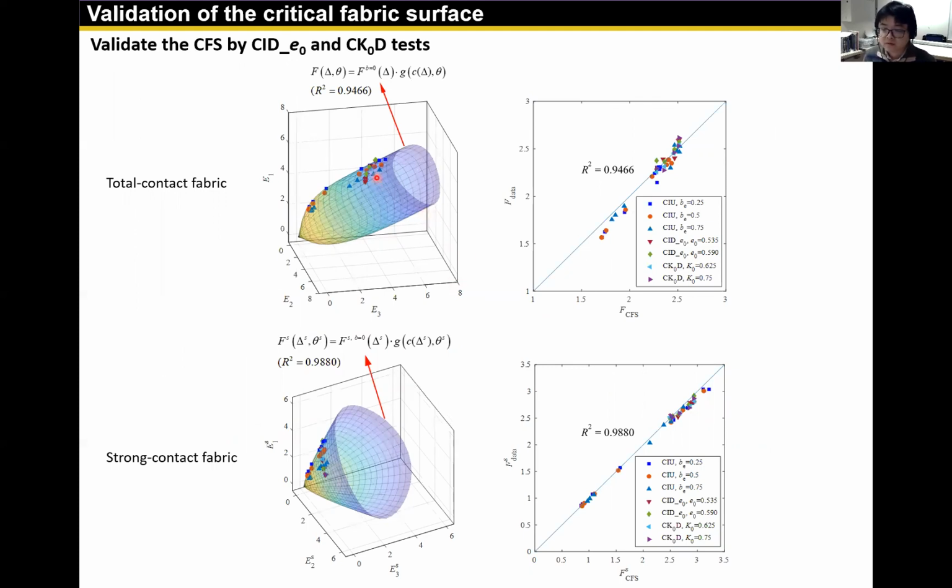In this figure, it shows that all these data are on the critical fabric surface. And we also quantitatively evaluate the error by comparing the real F data to the F projected on the surface. We can see that all the data locate on or are close to the 1-to-1 line, and the R² value is close to 1, which means the error is small. So the uniqueness of the critical fabric surface is validated.